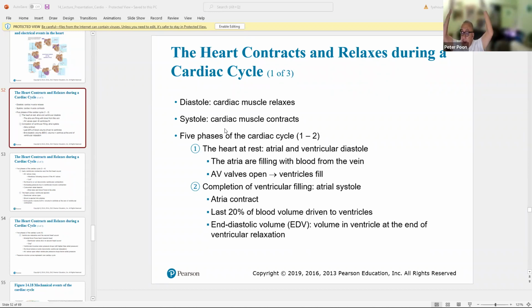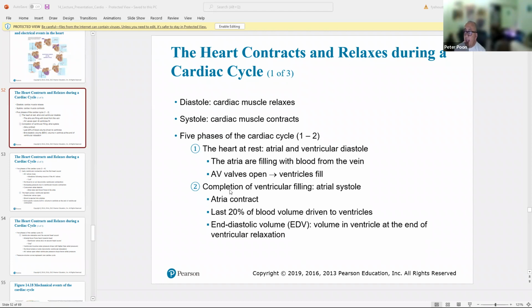Okay, so the 5 phases of the cardiac cycle. In the initial phase, both chambers are resting. The atria has blood coming in, because there's no valve in front of the atria, so the blood will always come into the atria. Eventually that blood causes the AV valves to open, and blood goes from the atria to the ventricle. Usually it just flows down because your atria are above your ventricles.